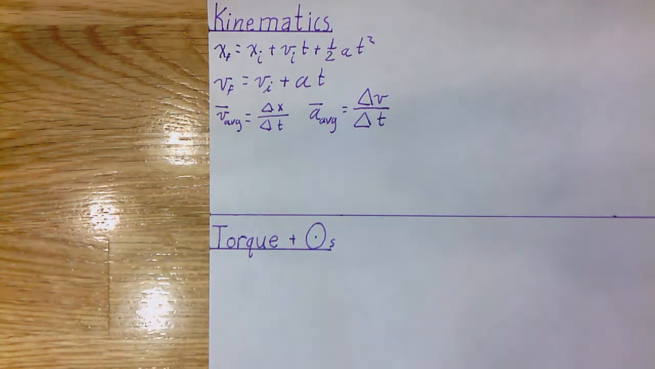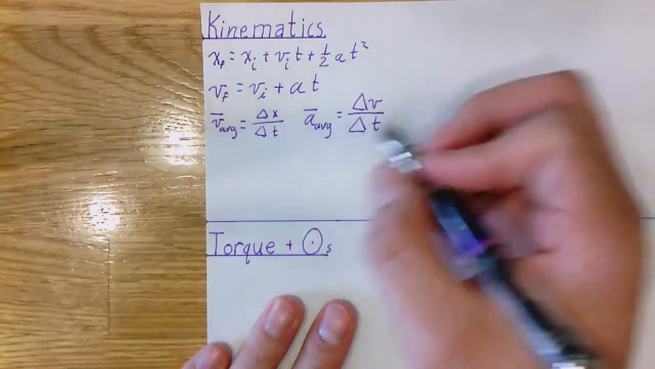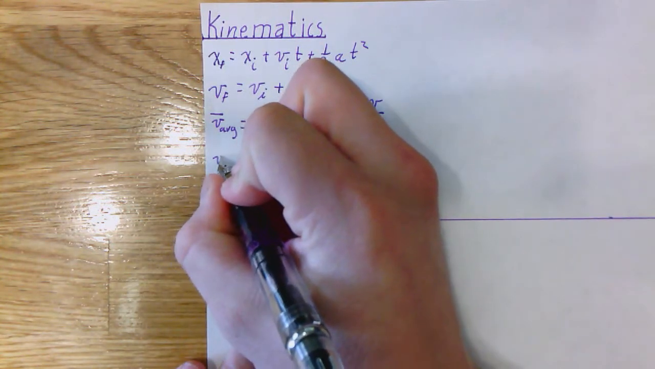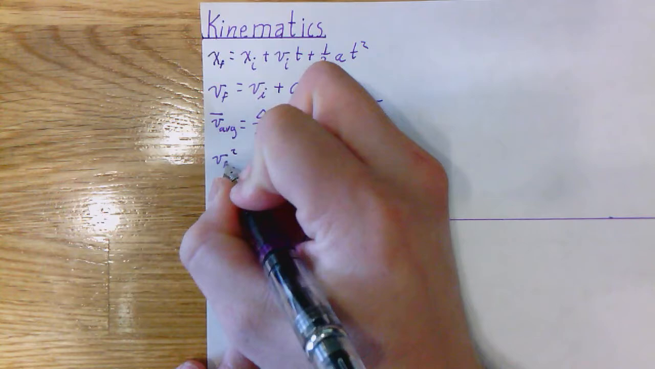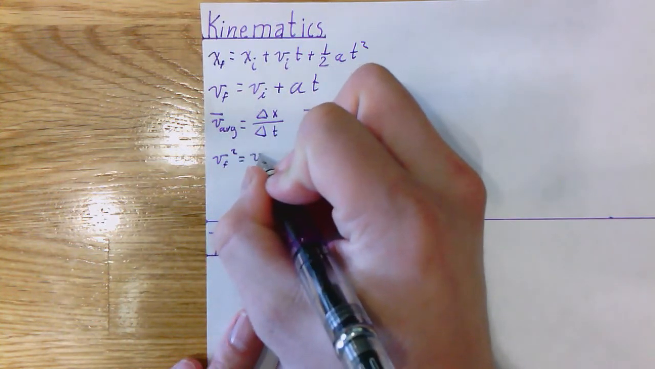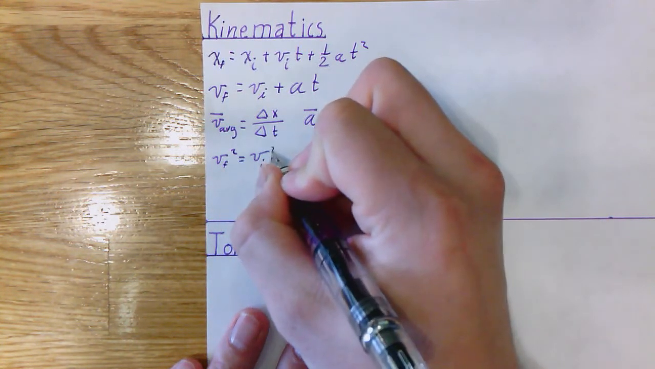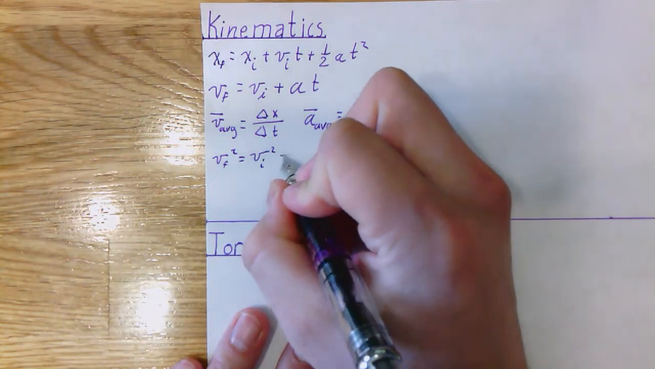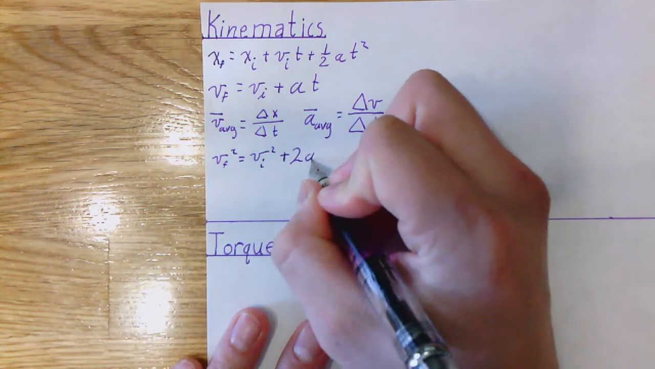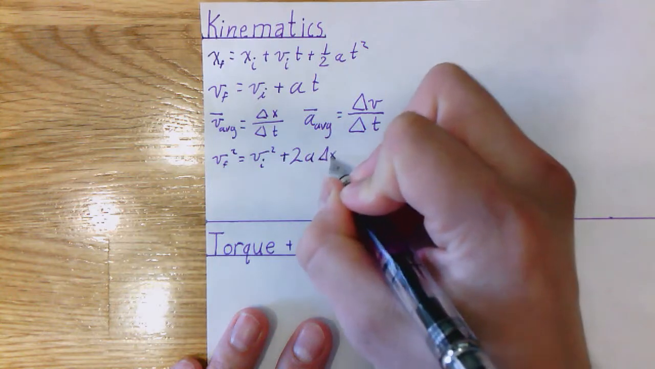There is one more formula that we'll put down here. This is just, if you know a lot about the problem but not the time, this is a good formula to use in those scenarios. So I've seen some things online call this the timeless formula. It just says that your final velocity squared is equal to your initial velocity squared plus 2 times your acceleration times your change in position.